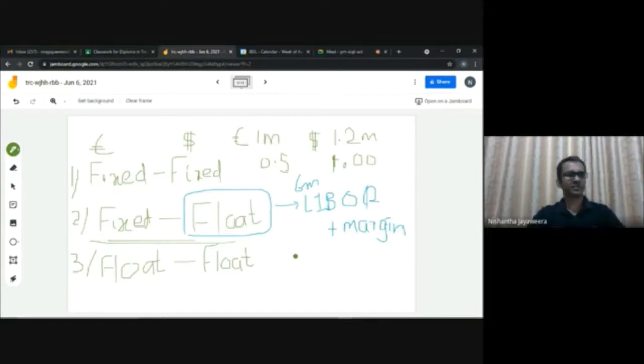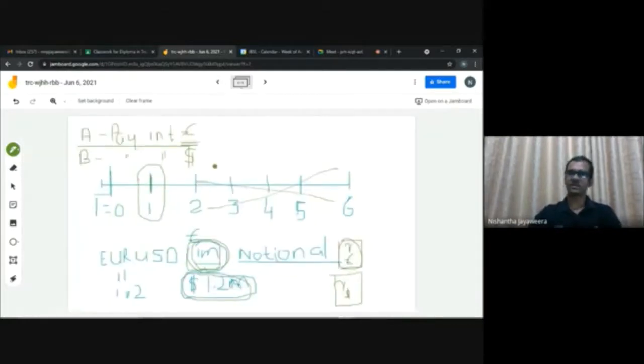How do we derive the forward rate? We fix the interest on both currencies at the beginning. So it's a sort of fixed. There's no uncertainty in the future about what would be the interest rate applicable for this swap. But the other thing is we do a sort of netting.